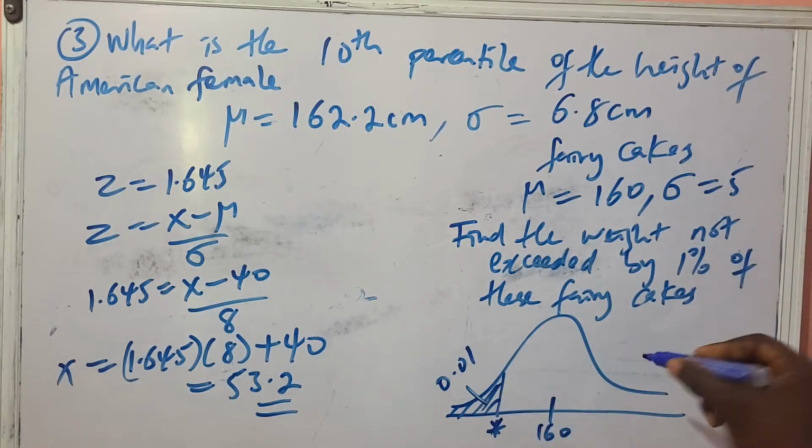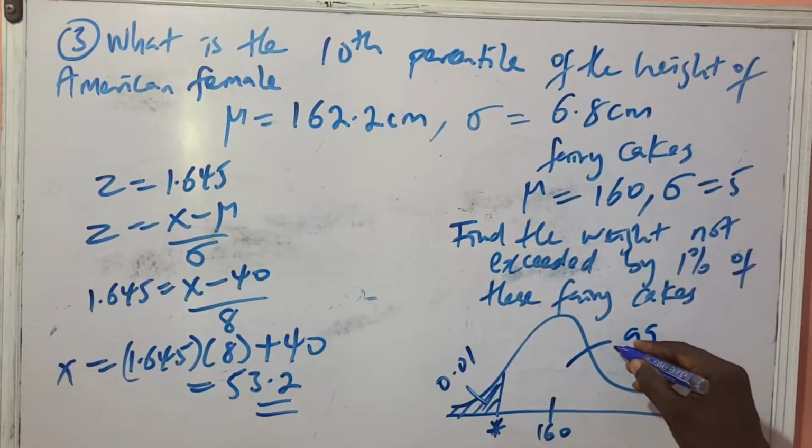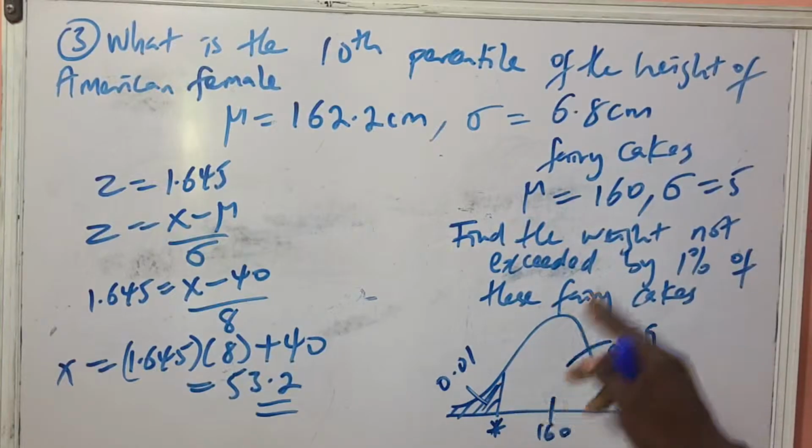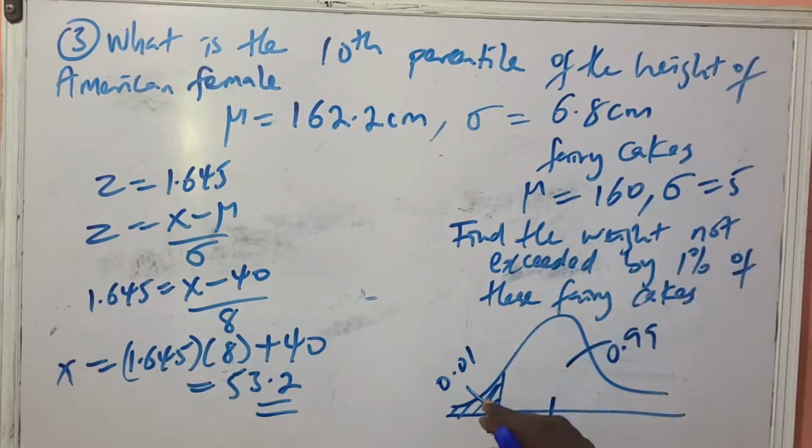So this is 1% of the cakes now. Of course, that means 99%, 0.99, they will have weight more than that particular weight you are looking for. So 99% have weight more than this. But 1%, they don't have weight more than it. They don't exceed this particular weight. 1% don't exceed this weight. So they have weight either this or less than this. So what's the value for the weight in this case? By the way, what percentile are we dealing with here?